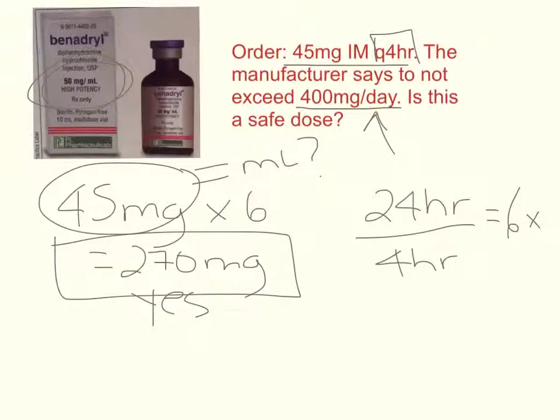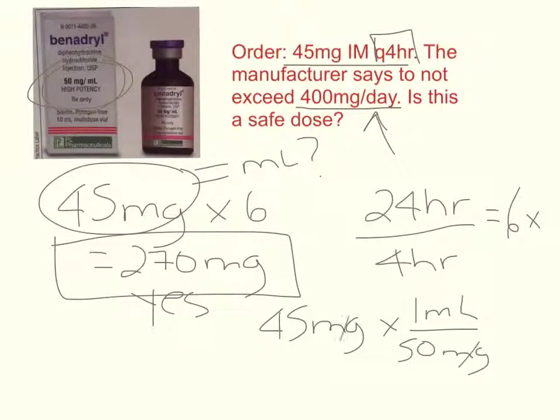So if we wanted to determine that, just for argument's sake, you would take 45 milligrams and multiply that by the unit fraction, 1 milliliter over 50 milligrams. So yes, the milligrams cancel out. We're interested in understanding how many milliliters is equivalent to 45 milligrams. So 45 multiplied by 1 gives us 45 milliliters over 50, and 45 divided by 50 gives us an answer of 0.9 milliliters.